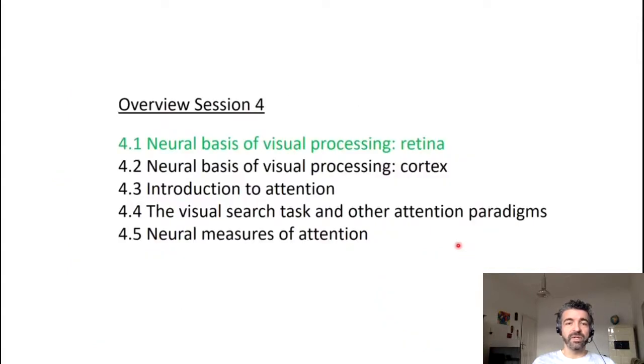Okay, so far we have talked about visual processing on the retinal level, and in the next part we will talk about how the information from the retina is going to the cortex and then is computed more sophisticatedly there.